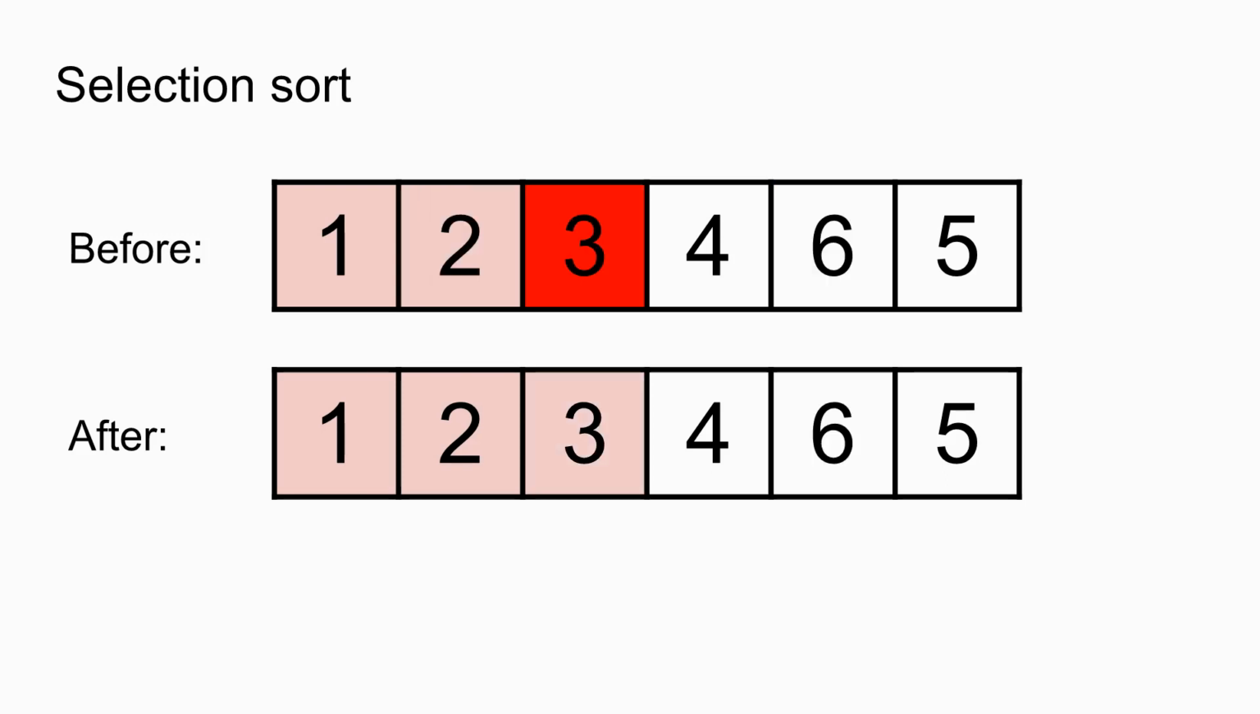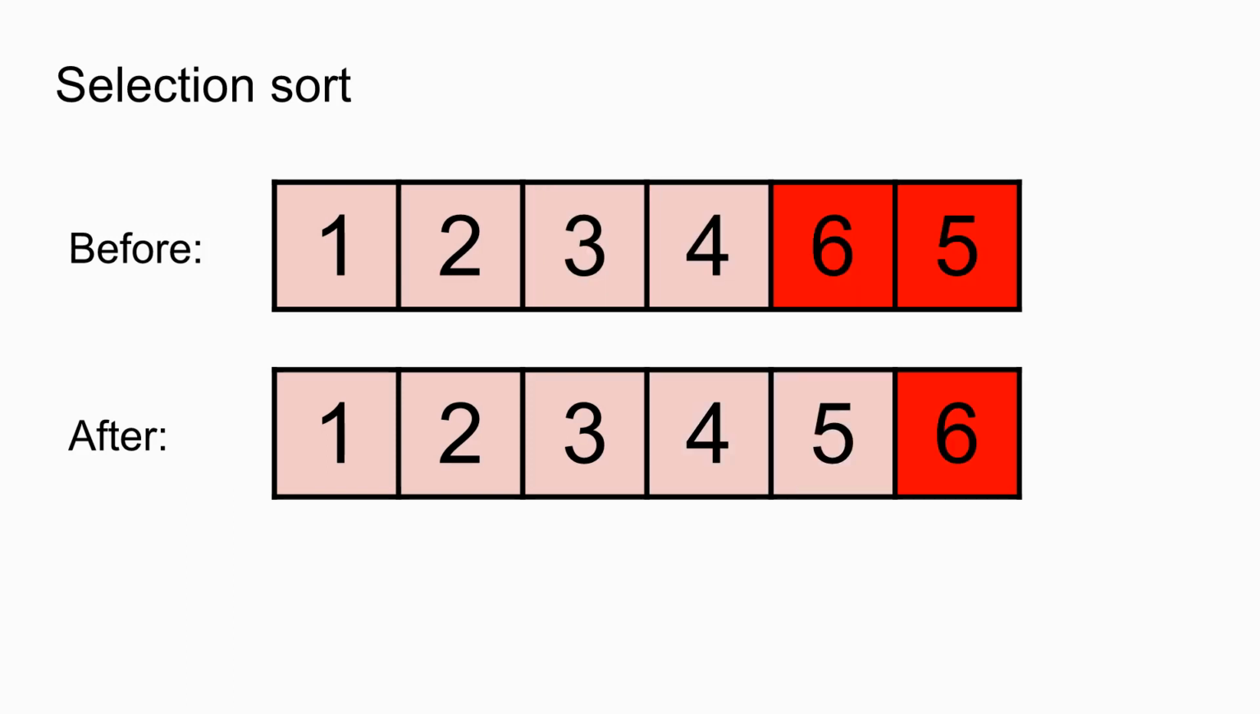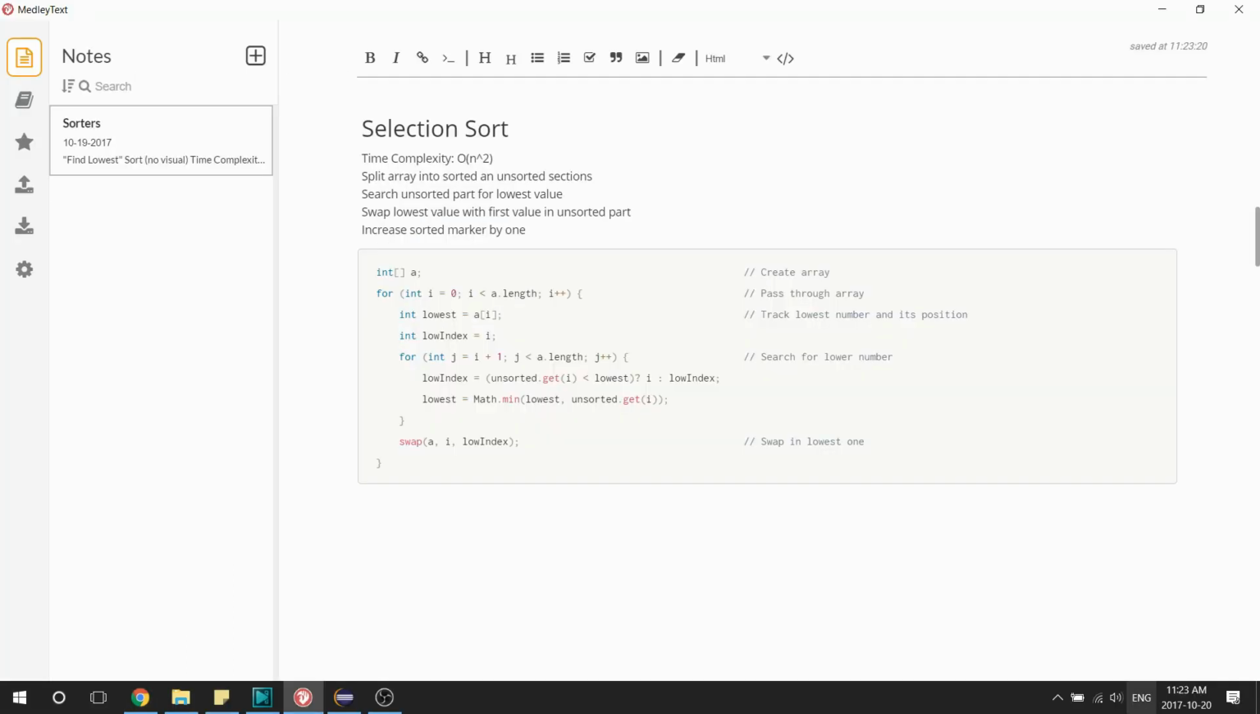Now the 3 is the lowest one in the unsorted part, and it's already in place, so we just swap it with itself, which basically means we don't move it. Same goes for the 4. And now the 5, we move to the 6's spot, and the 6 we move to the 5 spot. And the 6 is already in place, and we're done sorting that.